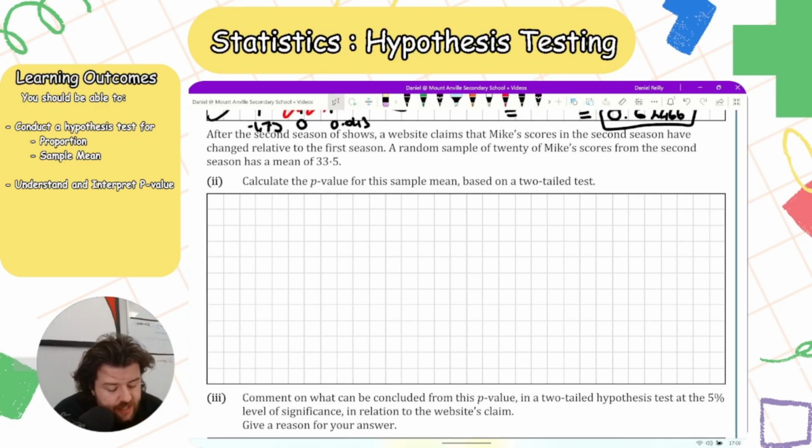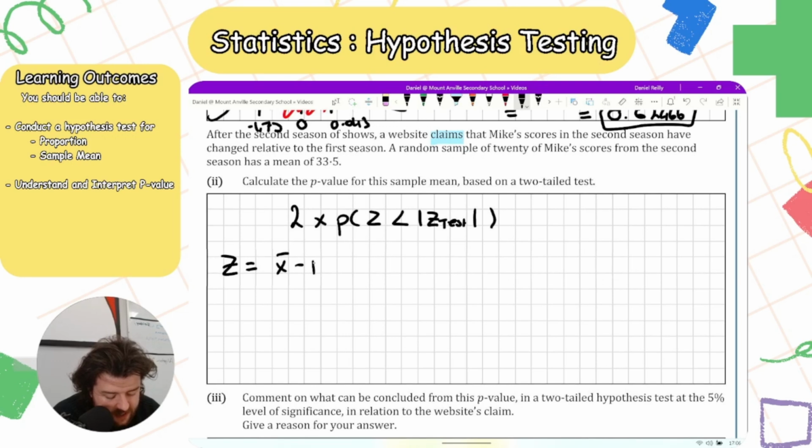After the second season shows, our website claims that Mike's scores in the second season have changed relative to the first season. So claims, so probably a hypothesis test. A random sample of 20 of Mike's scores from the second season have a mean of 33.5. Calculate the p-value of the sample mean based on a two-tailed test. So this is just going to be 2 times the probability that Z is greater than the absolute value of the test statistic. So Z is equal to x hat minus the mean over square root n.